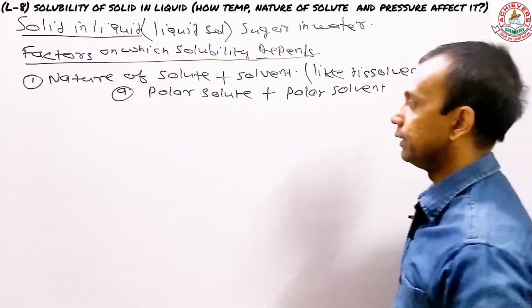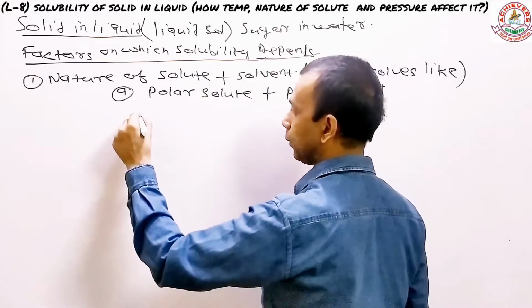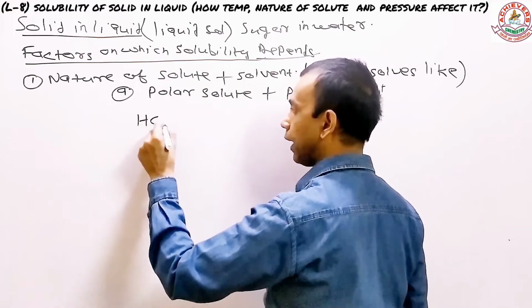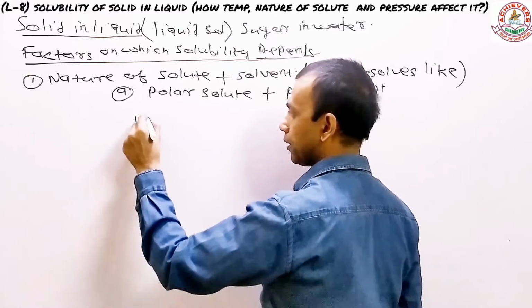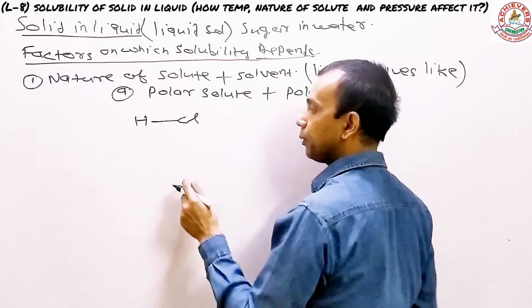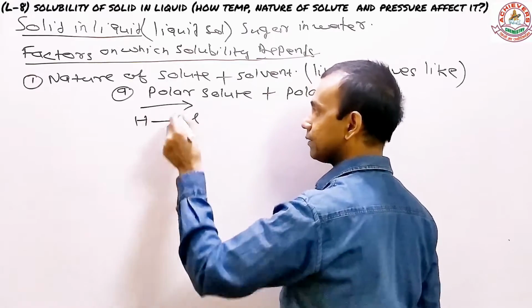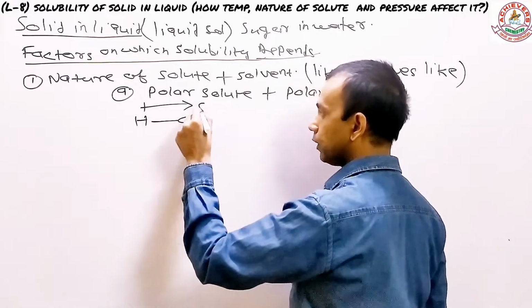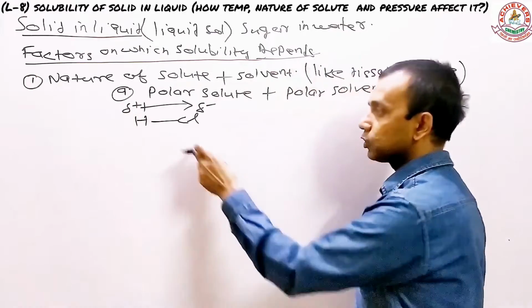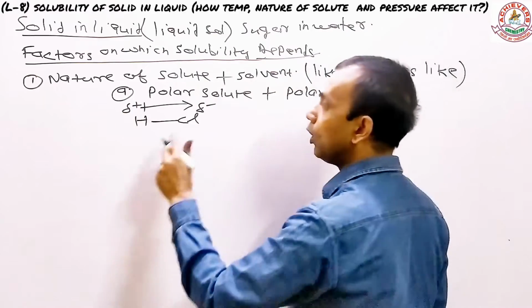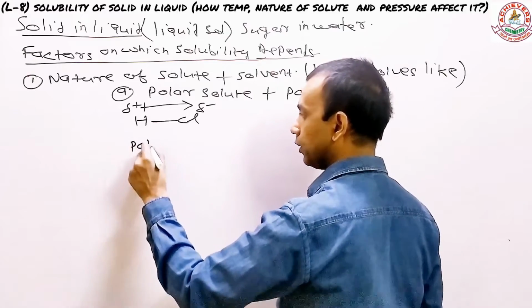And what is the example here? I give you a simple example, which is nothing but HCl, hydrochloric acid. And why is this a polar solute? HCl. If you remember, the dipole moment in this case is towards the chlorine. Why? Because chlorine has a partial negative and hydrogen develops a partial positive. So the electron appears to be shifting towards chlorine. That's why it is a polar molecule.